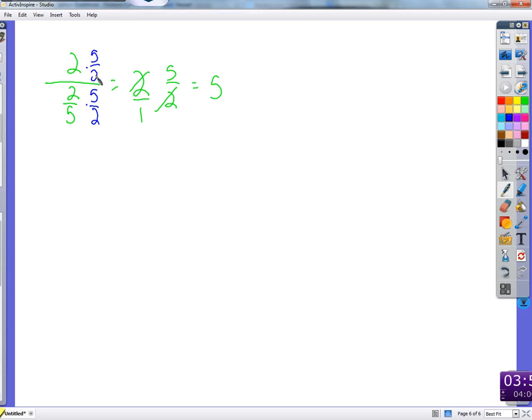So we do that in the numerator. Here we get 1. Cross cancel. And we just get exactly what we showed over here. 2 times 5/2. The 2s cancel. We get 5. In your notes, do number 17.